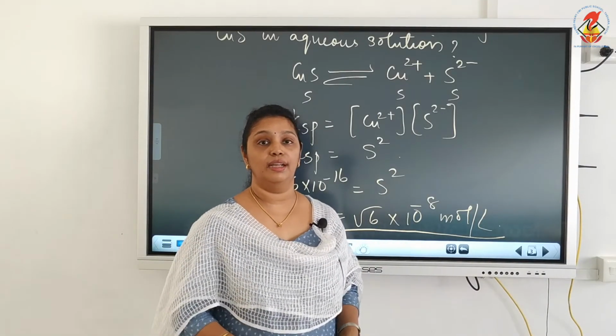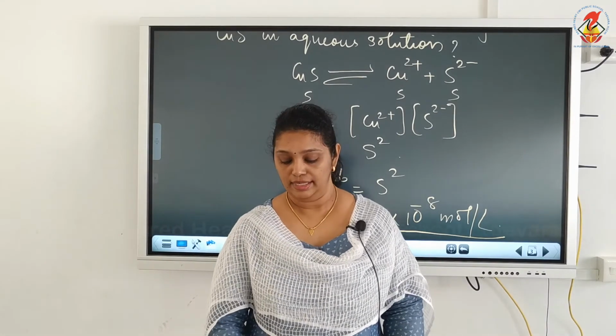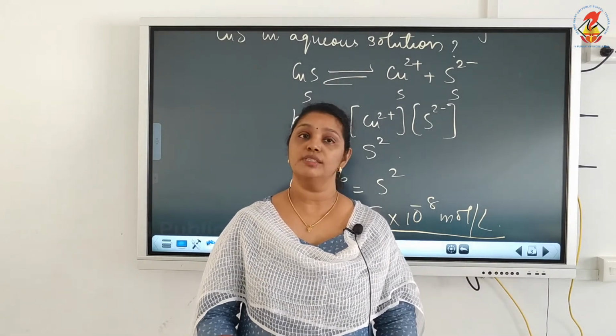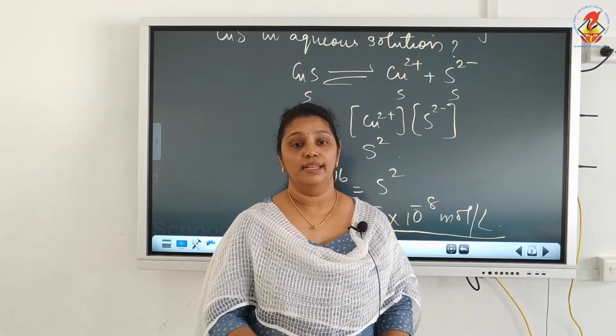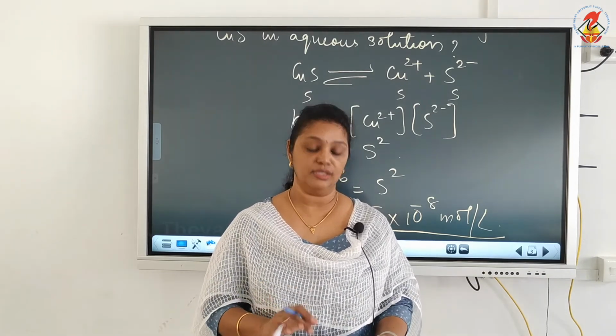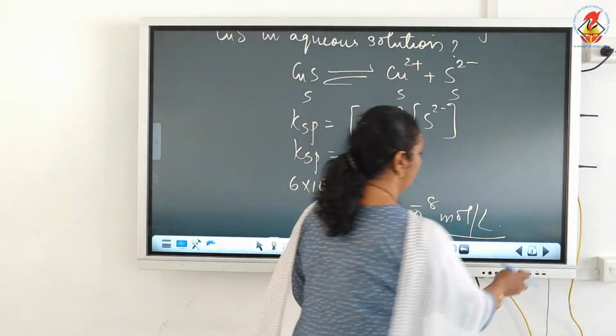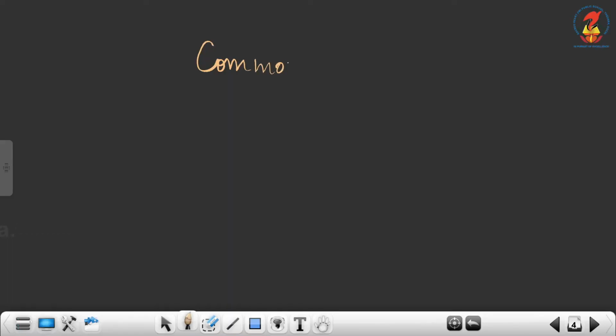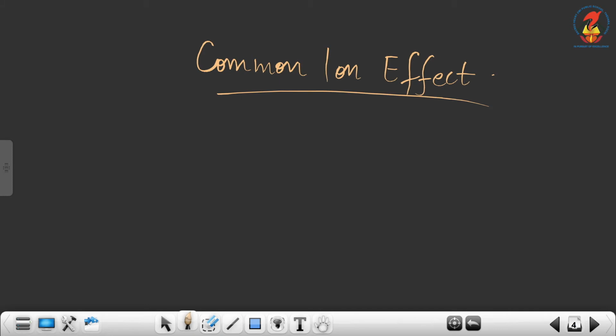So this is about the solubility product. Now solubility product is applicable for sparingly soluble salts. Now next let's see the term that is common ion effect. So the next term that we are going to study is common ion effect.